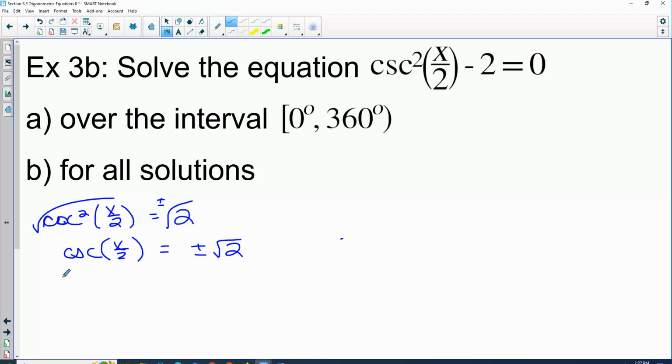Now, I don't know about you, but I don't like to think about cosecants, so if you want, you can flip this in terms of sine. Sine is the reciprocal, so the reciprocal of the square root of 2, 1 over the square root of 2 is just radical 2 over 2.